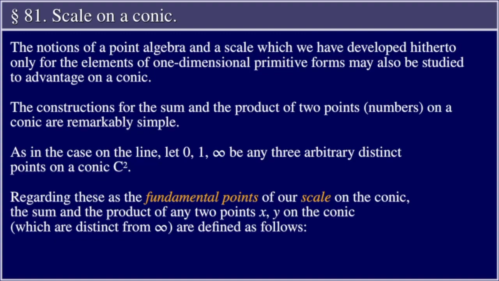As in the case on the line, let 0, 1, infinity be any three arbitrary distinct points on a conic, c squared. Regarding these as the fundamental points of our scale on the conic, the sum and the product of any two points x, y on the conic which are distinct from infinity are defined as follows.